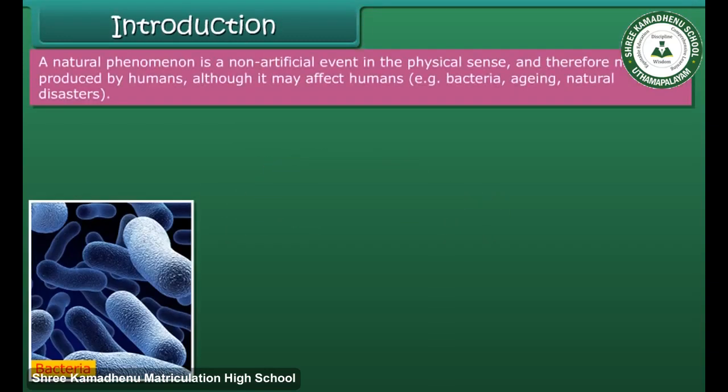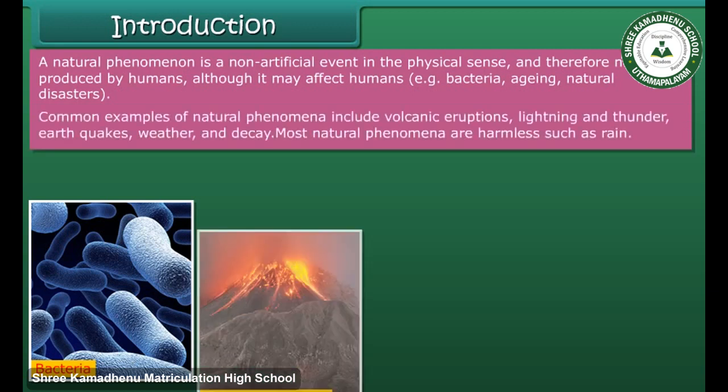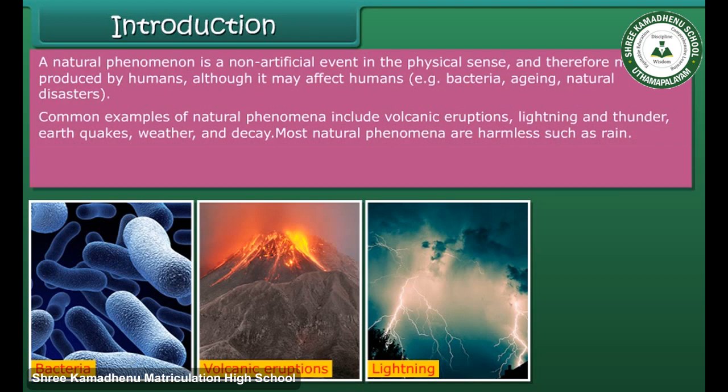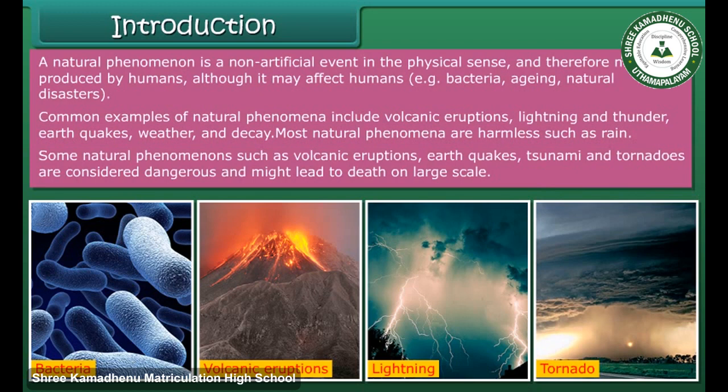A natural phenomenon is a non-artificial event in the physical sense and therefore not produced by humans, although it may affect humans, that is, bacteria, aging, natural disasters. Common examples of natural phenomena include volcanic eruptions, lightning and thunder, earthquakes, weather and decay. Most natural phenomena are harmless, such as rain. Some natural phenomena, such as volcanic eruptions, earthquakes, tsunami and tornadoes, are considered dangerous and might lead to death on a large scale.